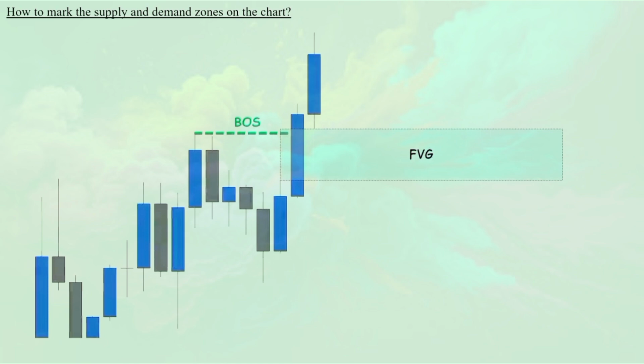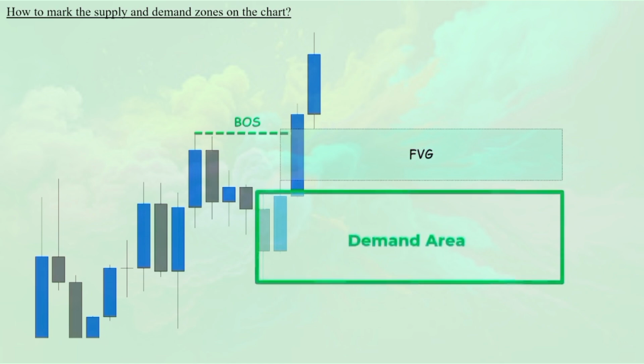Once we find a move with these criteria, we mark the demand like this. We draw a rectangle from the high to the low of the last candle that creates the fair value gaps as our demand zone, which we believe that the decisions are made during this candle.